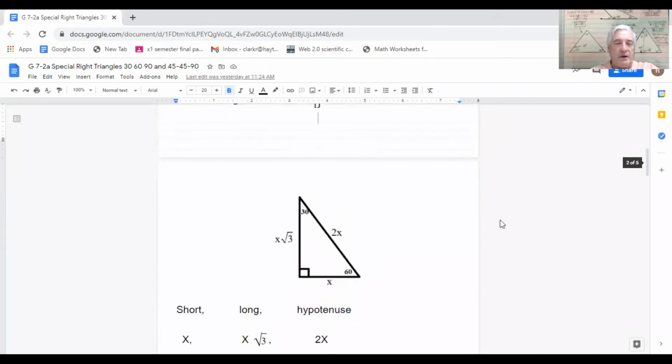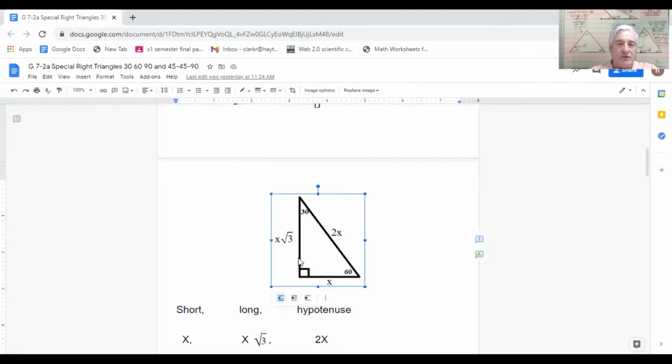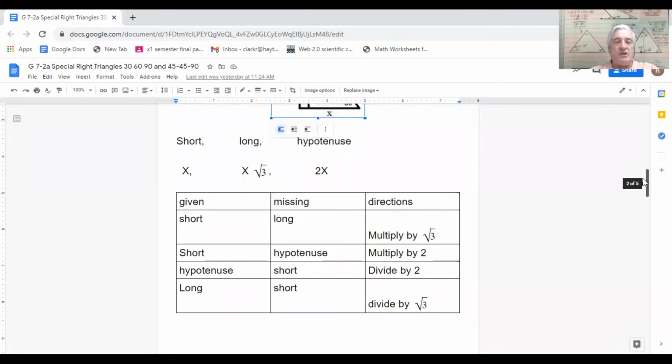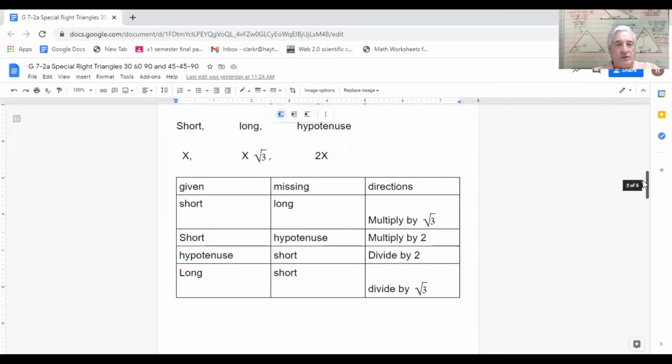Use the Pythagorean theorem and you go 2x squared minus x squared. 2x squared minus x squared is 3x squared. Take the square root of that, you get the x out, the square root of 3 stays in. On this triangle, the proportions are x, x times the square root of 3, and 2x, which gives me some exact instructions.